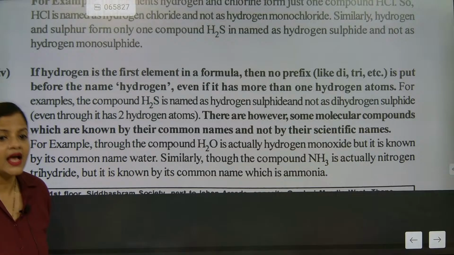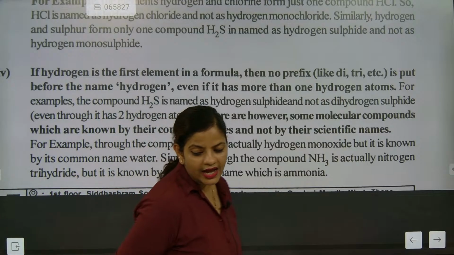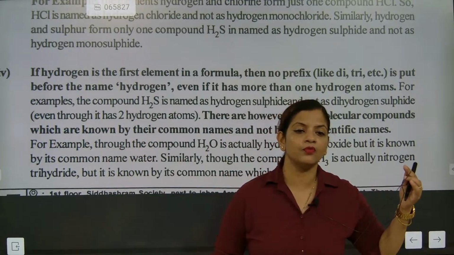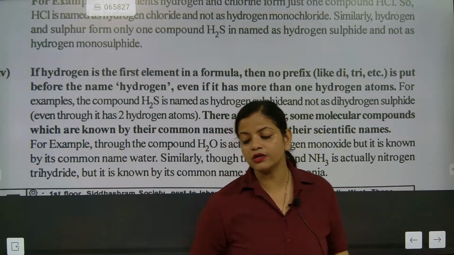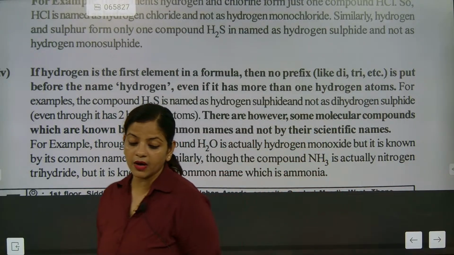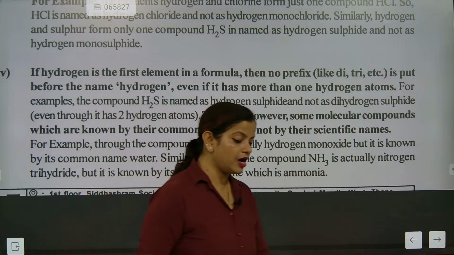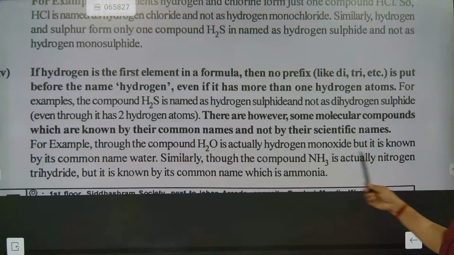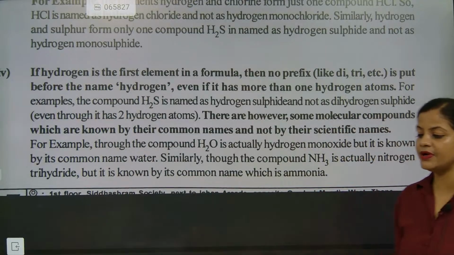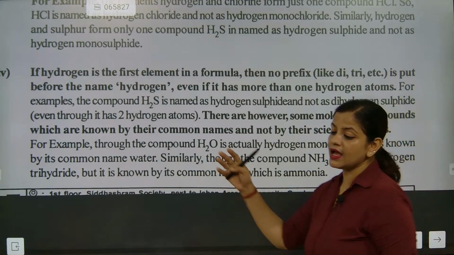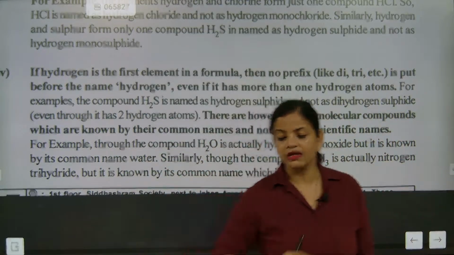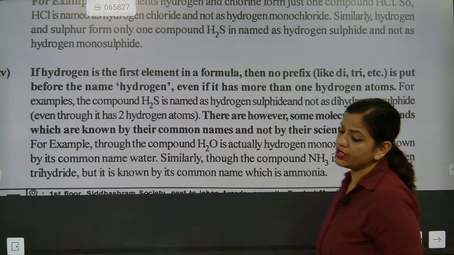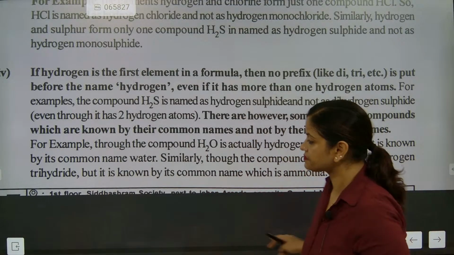So what is the IUPAC name, beta? Nitrogen trihydride. But are we calling it nitrogen trihydride? No. What word are we using? Ammonia. But ammonia is not the IUPAC name. Ammonia is the common name. Note it down. This is nitrogen trihydride, and we commonly know it as ammonia. Ammonia is the common name.